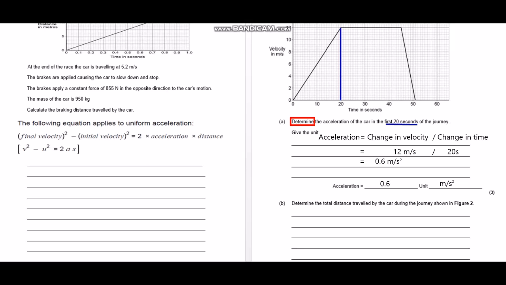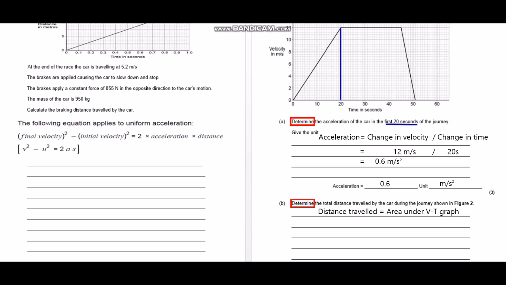Okay. Part B says determine the total distance travelled by the car during the journey shown in figure 2. Again, this question asks us to determine, so we're going to have to use the data from the graph to find out the total distance travelled by the car. So we have a velocity time graph, and whenever we have a velocity time graph, the area under the velocity time graph will give us the distance.